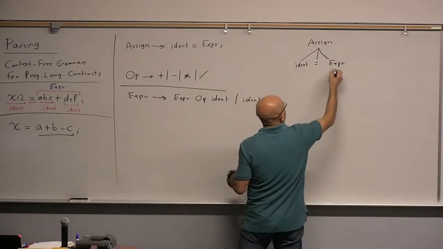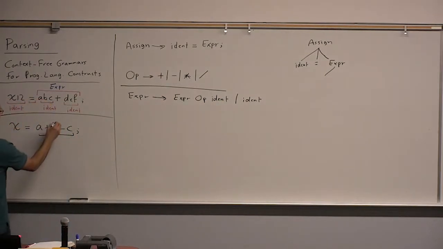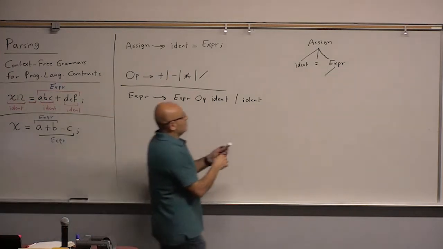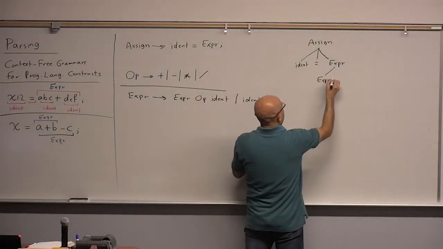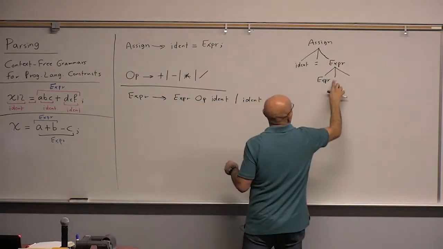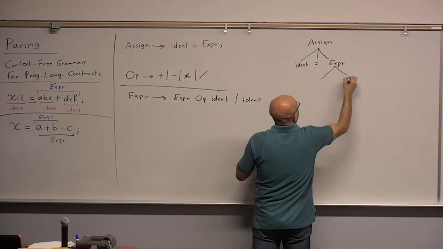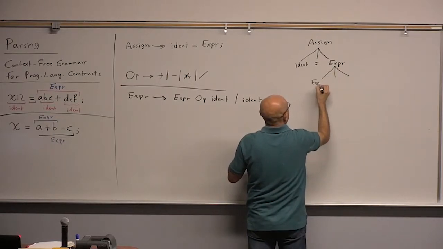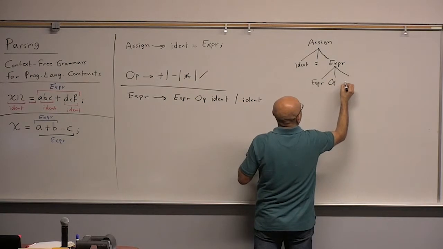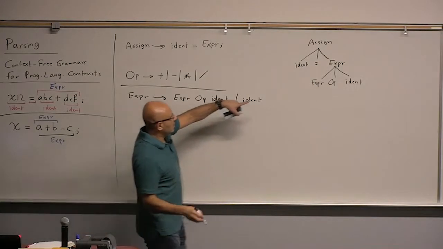And our expression in this case is going to be, with recursion, an expression. So this is the big expression that consists of an expression minus c. Or in fact, we don't have a minus. Let's do the right thing: expression op identifier. So we substituted expression op identifier for expression.